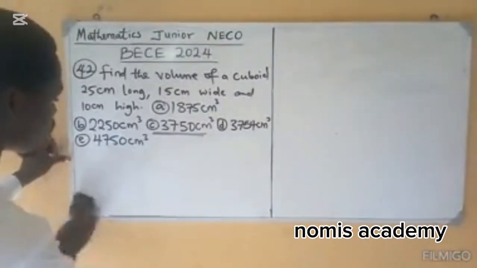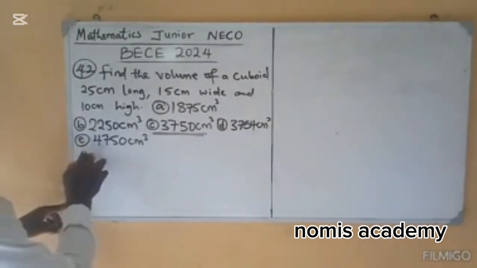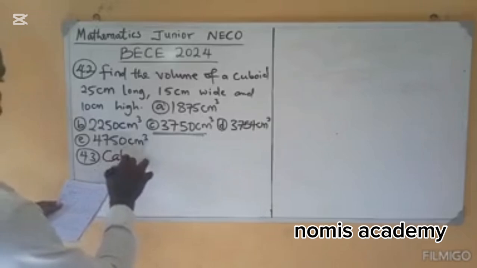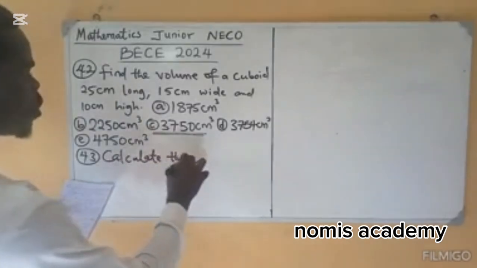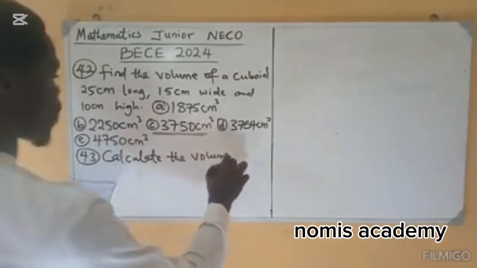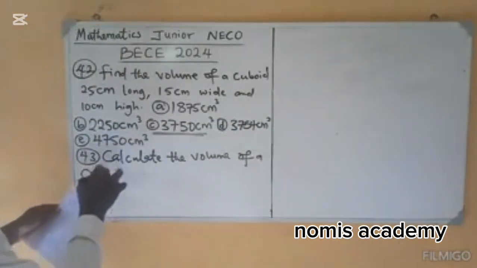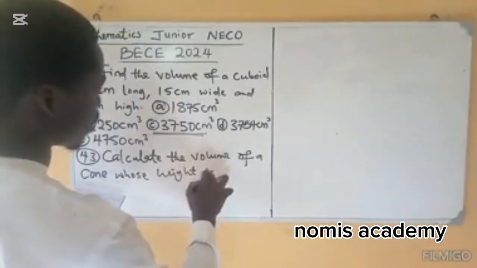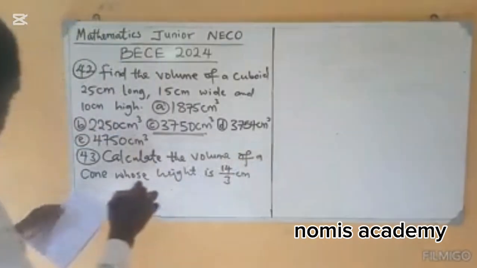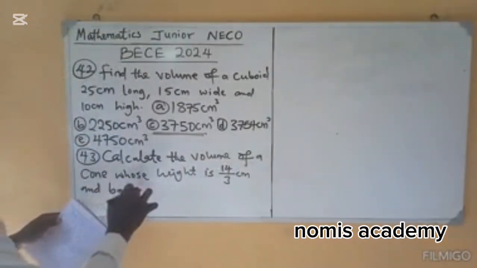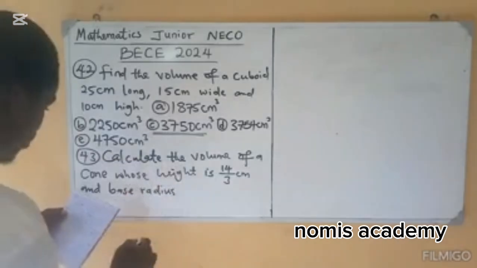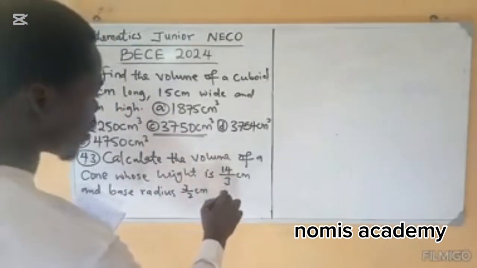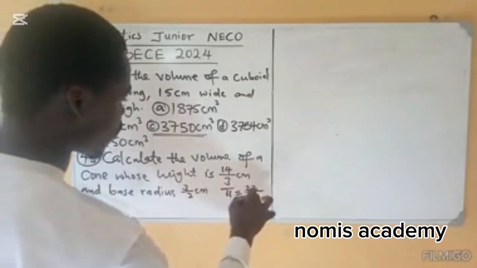Question number 43. It says, calculate the volume of a cone whose height is 14/3 centimeter and base radius is 3/2 centimeter. Now take pi as 22/7.